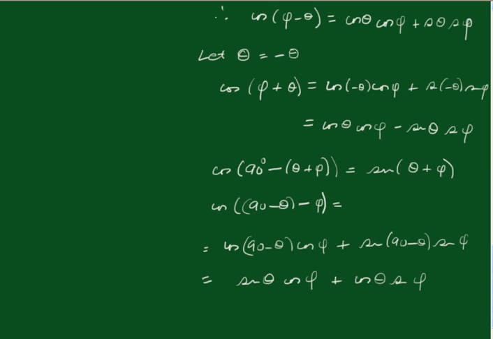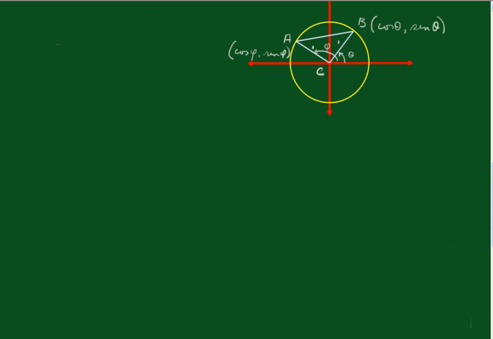Let's pause that video for a bit. Okay, now in a similar way, what we're going to do is we'll let phi equal minus theta again, and by replacing that, I'll write this out again. We notice the sine of theta plus phi is equal to the sine of theta cos of phi plus the cos of theta sine of phi.